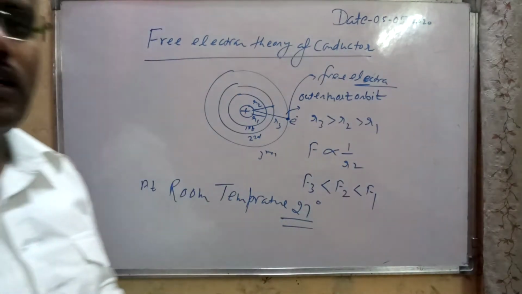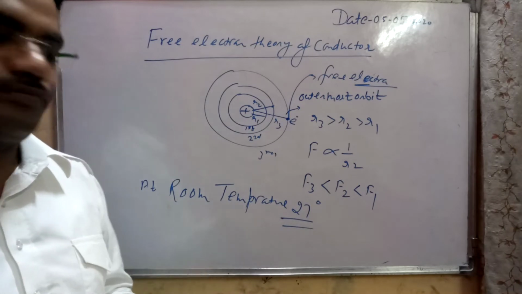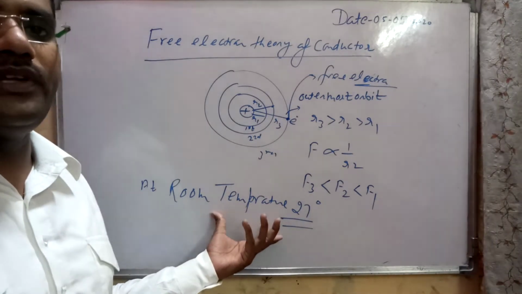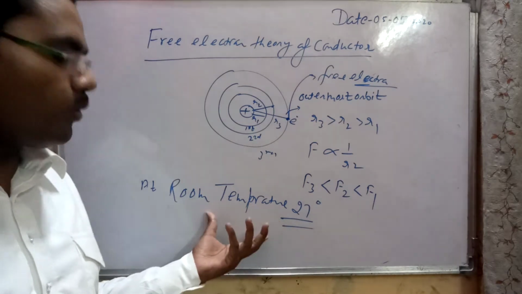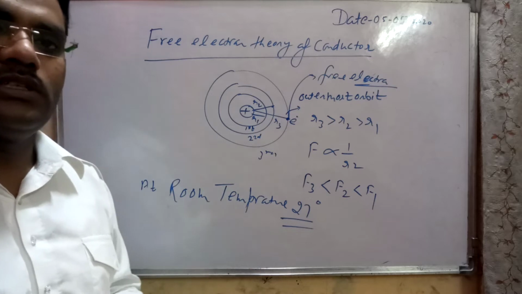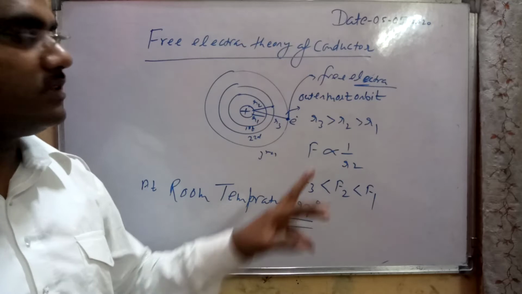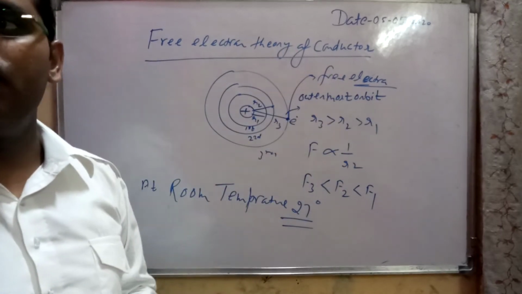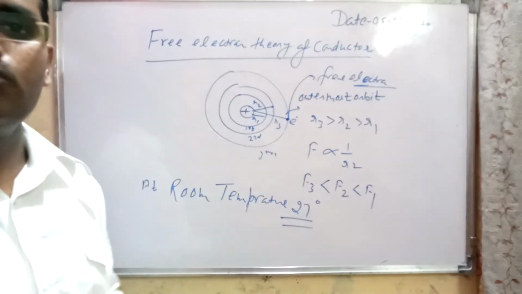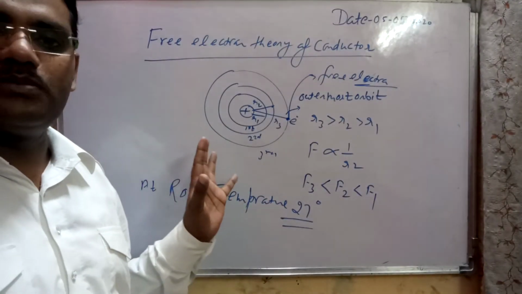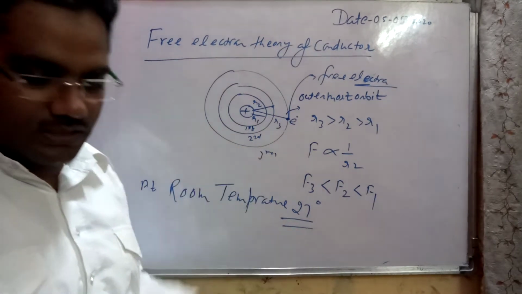That means in a conductor, free electrons are present due to room temperature. Room temperature provides thermal energy. Due to thermal energy, electrons become free from the atom, hence these electrons are called free electrons, and these free electrons move randomly in the intermolecular space between the atoms present in the conductor.